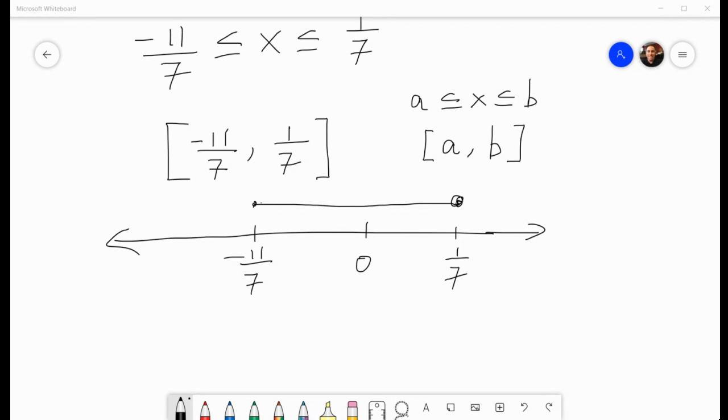Okay, so we're actually out of time. It's 12:50, so we'll stop here. Sorry I couldn't get the closed circles filled in. Microsoft Whiteboard is acting strange, I guess. So anyway, we'll stop here.